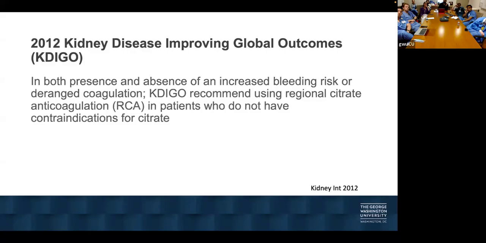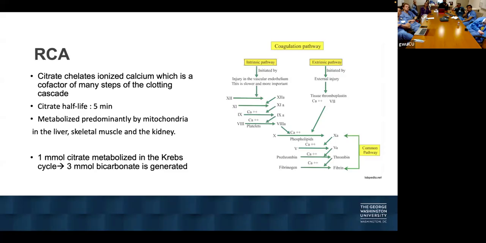Since 2012, KDIGO has recommended citrate as part of standard care for CRRT. Just a couple of years late. Yes. So regional citrate anticoagulation: since humans knew how to preserve blood, they've used citrate to chelate the ionized calcium, which, as you know, is needed throughout the coagulation cascade.